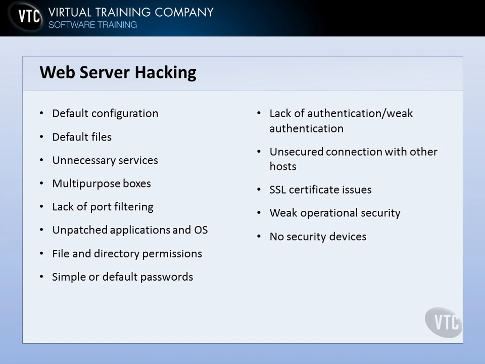SSL certificate issues could also be an avenue to attack the web server with. It could be an expired certificate or a self-generated certificate or a certificate that's been compromised. Any of these issues could be a problem. Weak operational security, and this might be administrators not performing backups on a regular basis or not going through a security checklist, for example, could be an avenue into attack the web server as well. And finally, no security devices. In other words, putting a web server out there where there's no border router and no firewall would definitely be a way for a hacker to take advantage of that server and completely take it over eventually. So these are some of the things that a hacker definitely thinks about and a defender also needs to think about, and we're going to talk about some of these as we go through the next few sessions.